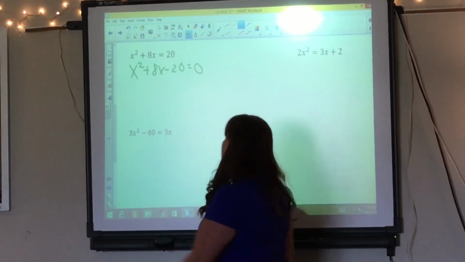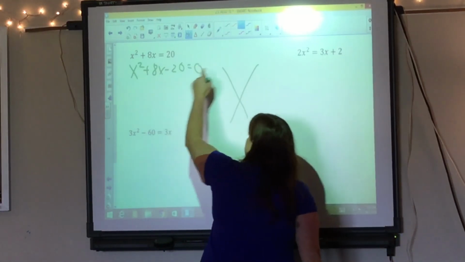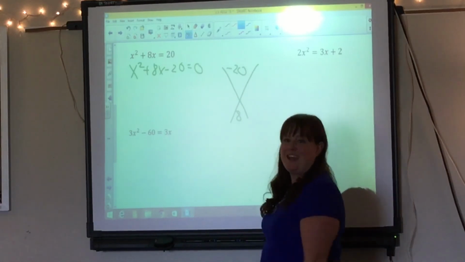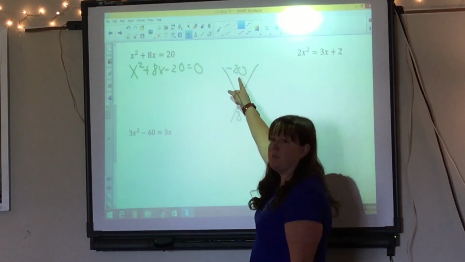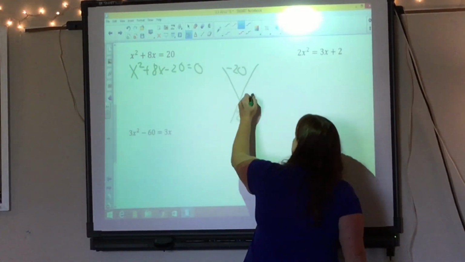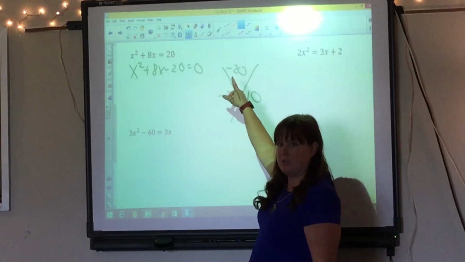How does that work again? So I multiply a times c and I put it up here, and then I put b down here. Then I say, what factors multiply to negative 20 and add to 8? 10 and negative 2. See, they add to 8, but multiply to negative 20.